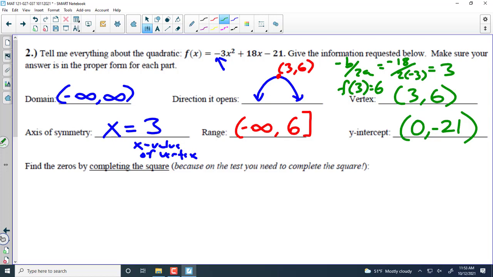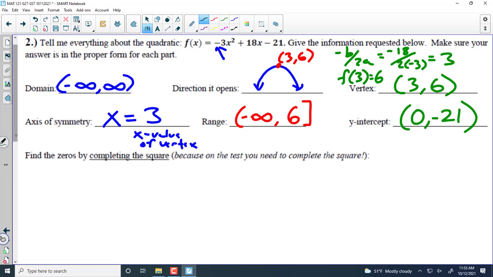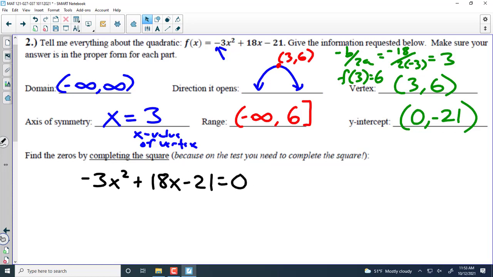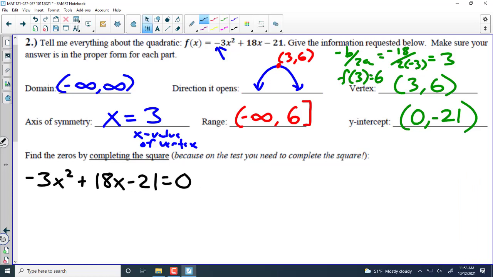All right, we're going to complete the square now. Are you going to have to complete the square on the test? Yes, you are. And to complete the square, the first thing we do will be to set that equation equal to 0. The next two steps you can actually do in either order. What we have to do is move the constant over the other side, and divide by negative 3. It really doesn't matter what order you do those two things.